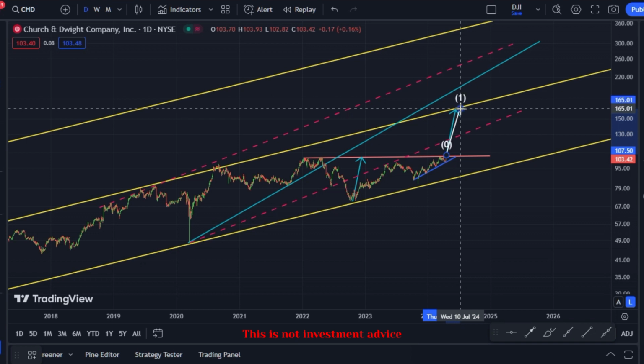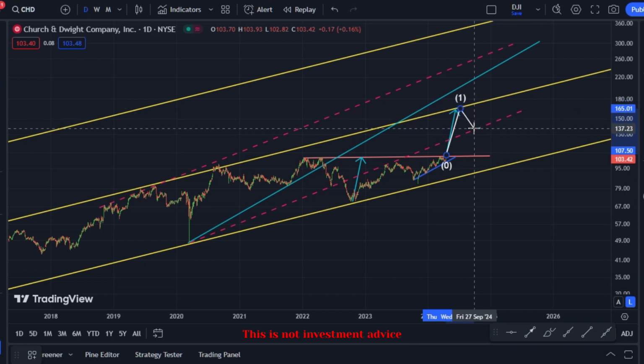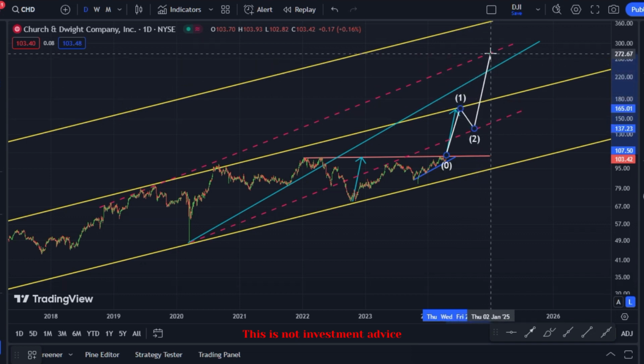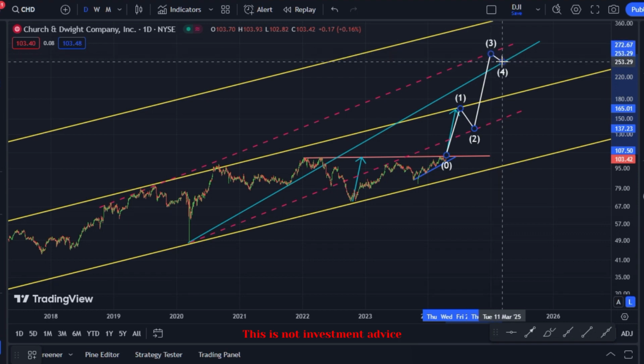This is our first wave's target at 165, a correction to our from inside to outside resistance here. This is the third wave. Fourth and fifth waves.